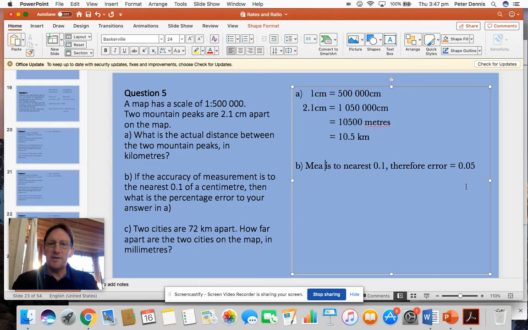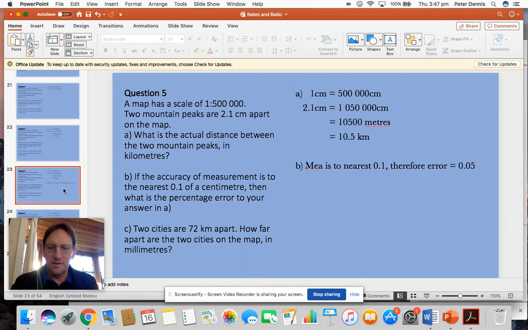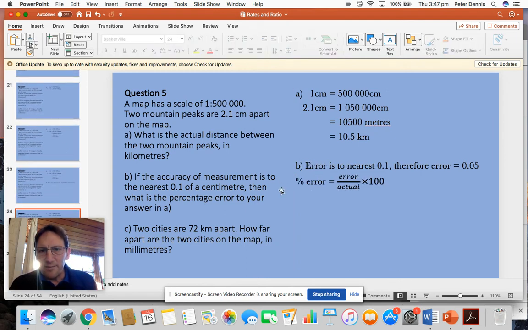So how do we calculate the percentage error? It's always the error over the actual distance and then times it by 100 to get to a percent. So that's exactly what I'm going to do. It's always that percentage error is the error over the actual times 100 to turn into a percent. So it's going to be 0.05 over the 2.1, and then we're going to turn into a percent.